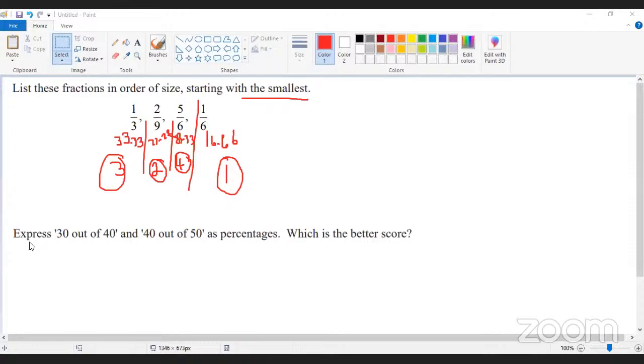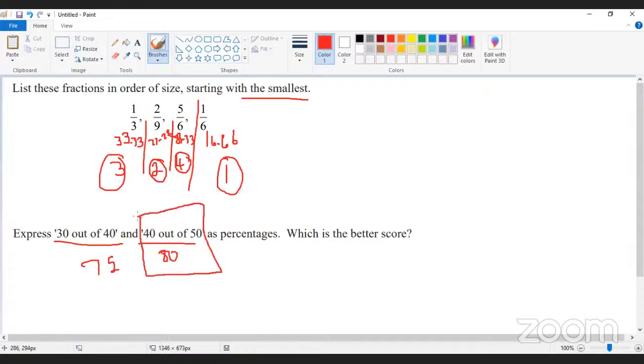Okay, so 30 out of 40 and 40 out of 50 as percentage. What is the better score? So this is 75, this is 80. So which is better? 45 out of 50 is better. Yes, correct. No, this is 80%. This is better.